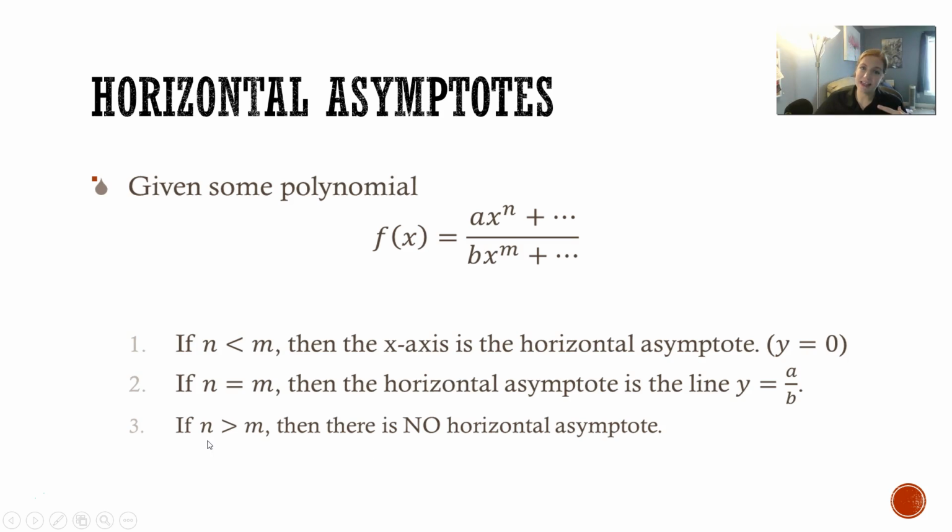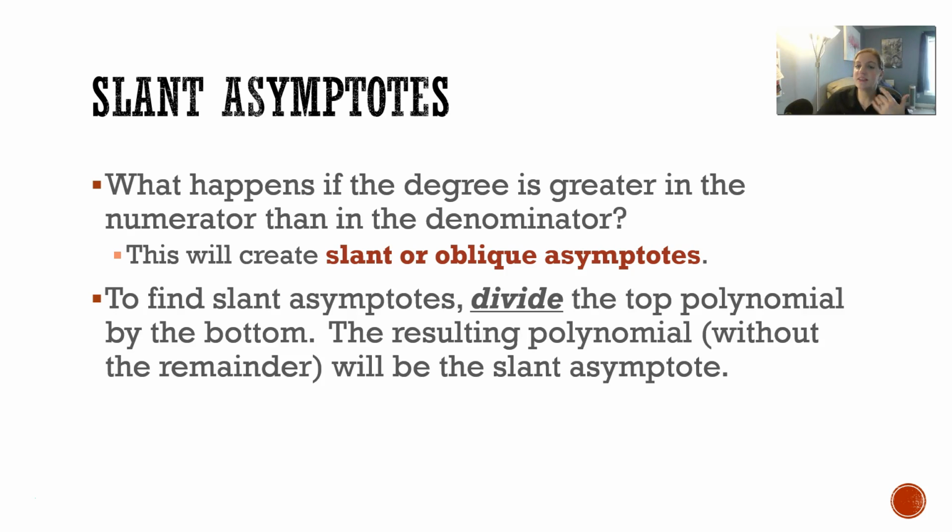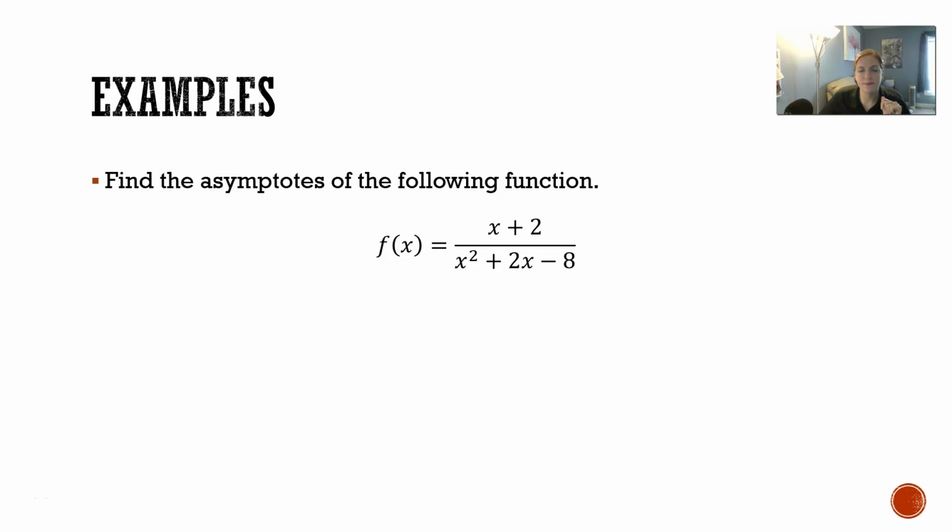And then the last case is if n is greater than m, there's actually no horizontal asymptote. It's going to mean that there is a slant asymptote, or oblique, you may call it as well, just as long as that top exponent is greater than the bottom exponent. To find the slant asymptote, you're just going to divide the top polynomial by the bottom. This will give you a polynomial that you can go ahead and use. Now you'll just knock off the remainder if there's any remainder on there.